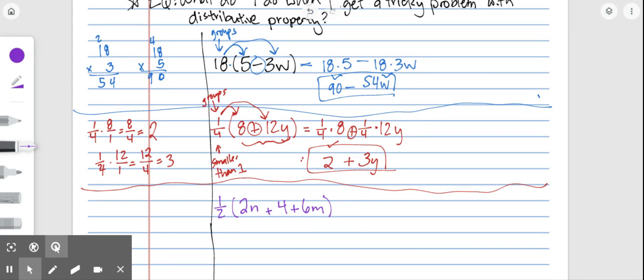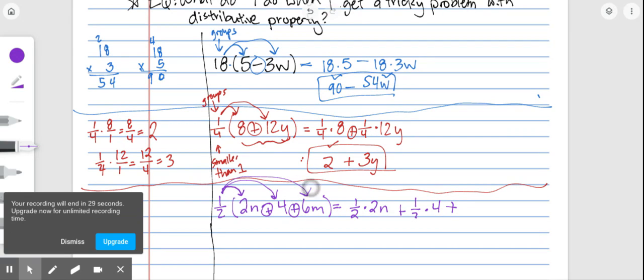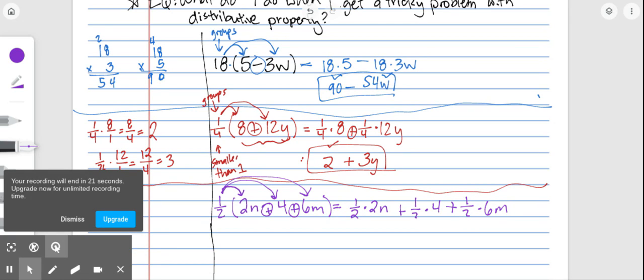Okay, 1/2 times the quantity 2n plus 4 plus 6m. So this one's different because now I've got 3 terms on the inside, but we're going to do the exact same thing that we did before. So we're going to multiply that 1/2 group. So 1/2 times 2n, plus 1/2 times 4. And notice I'm keeping the addition signs because they're in between, plus 1/2 times 6m.